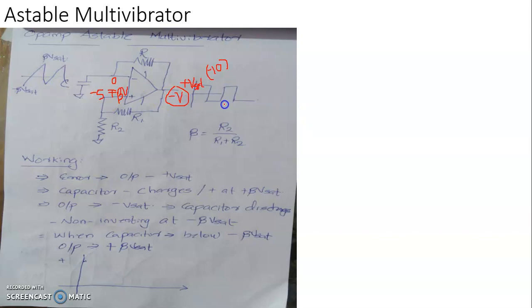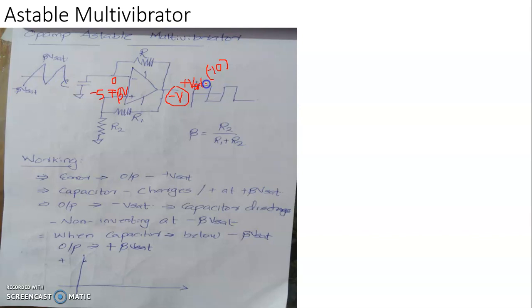And when the capacitor plate has a charge exceeding in magnitude minus beta V saturation, output will be switching back to plus V saturation. So continuously you will be getting a waveform like this. The duration of this higher pulse is the duration by which capacitor is charging from minus beta V saturation to plus beta V saturation. And the duration of this pulse, lower pulse or TL, is the duration taken by the capacitor to discharge from beta V saturation to minus beta V saturation.